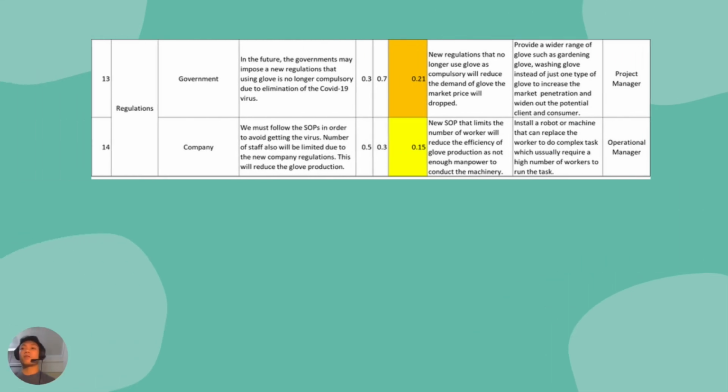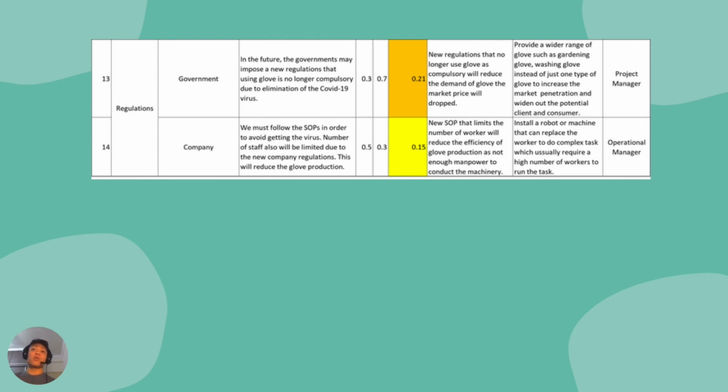And also, lastly, is the regulations. There are government regulations and also company regulations. The government may impose a new regulation that states that gloves are no longer compulsory because of COVID-19 elimination. As a result, the demand for gloves in the market will be reduced and eventually there will be no income for the glove production. This is considered as a high threat as the risk rating is 0.21.